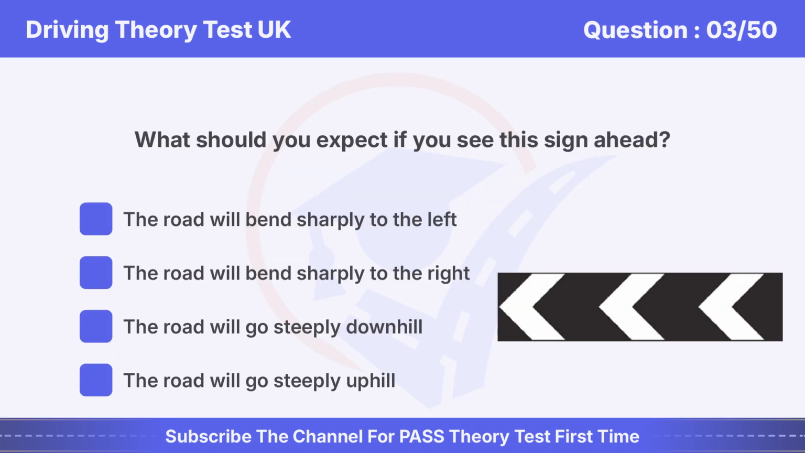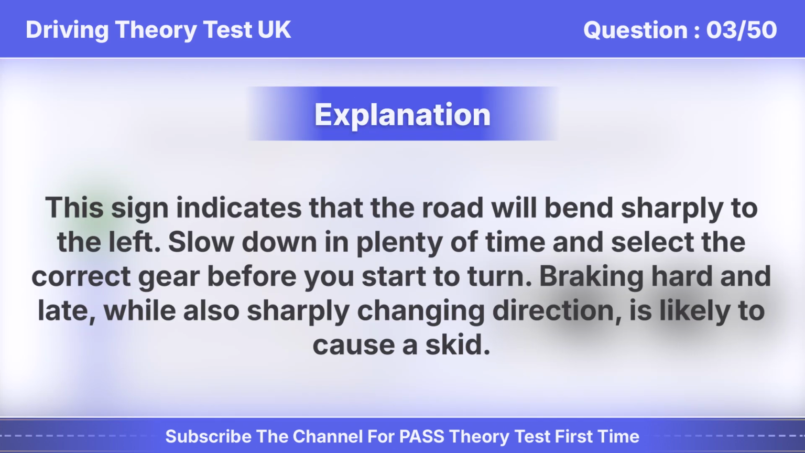Question 3. What should you expect if you see this sign ahead? Answer is A. The road will bend sharply to the left. This sign indicates that the road will bend sharply to the left. Slow down in plenty of time and select the correct gear before you start to turn. Braking hard and late, while also sharply changing direction, is likely to cause a skid.